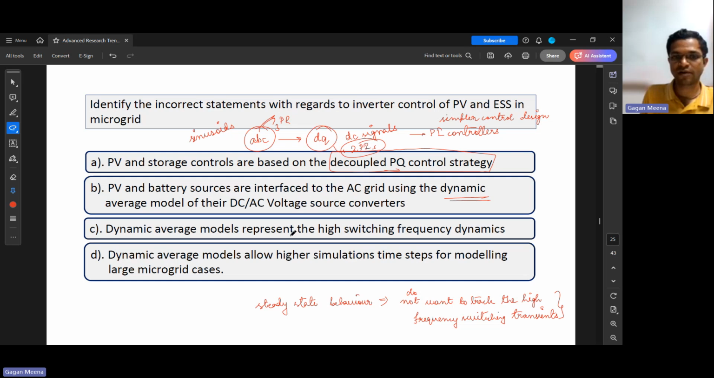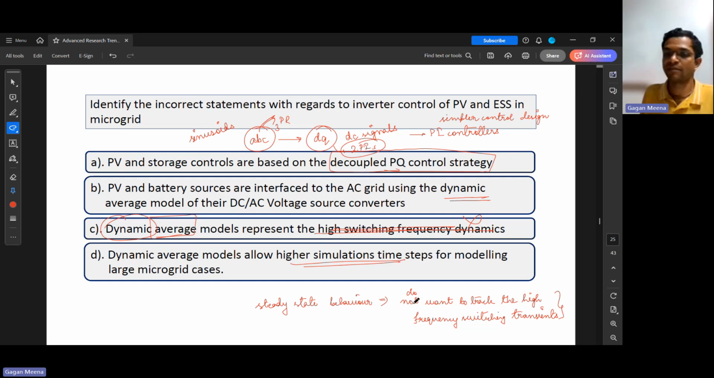The dynamic average model represents high frequency switching dynamics. No. Although the word dynamic is there, it is an average of the dynamics, so it will not represent the high frequency dynamics. It will only provide us the average of those dynamics. And the dynamic average model allows higher simulation time step.